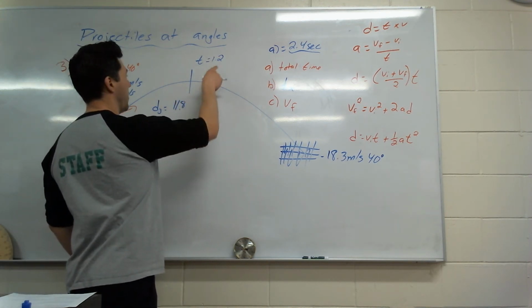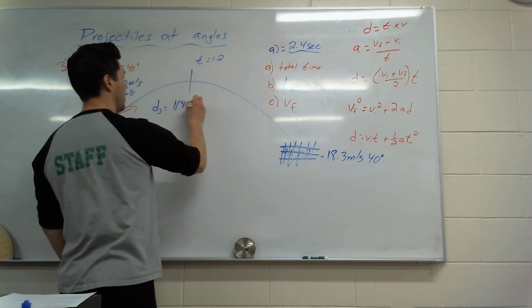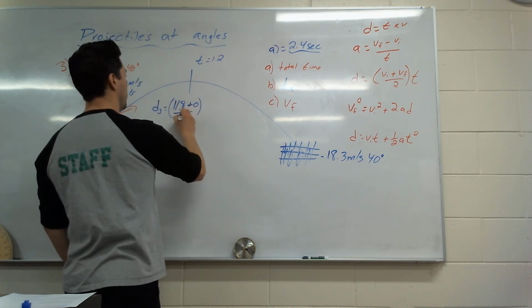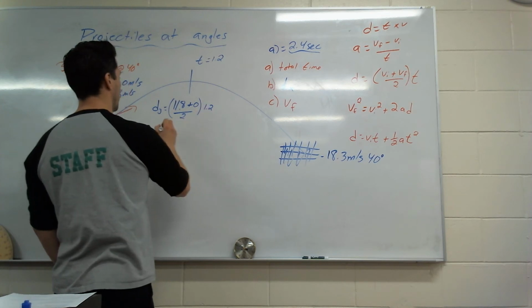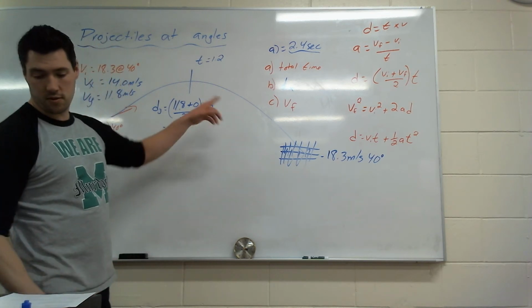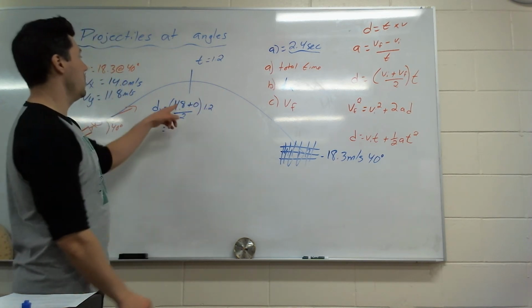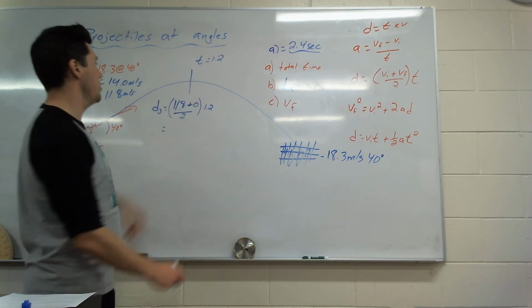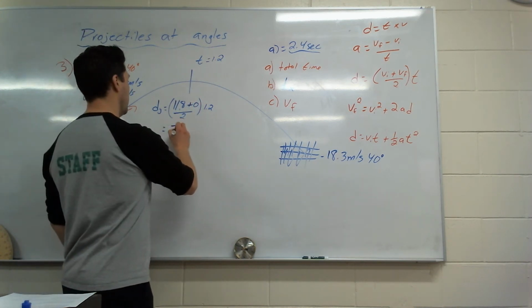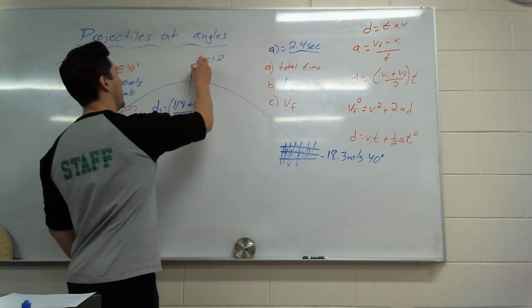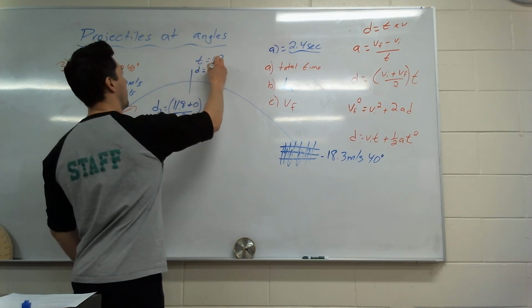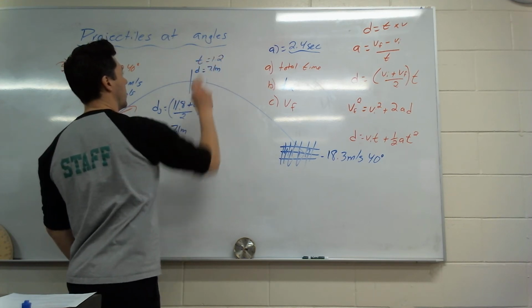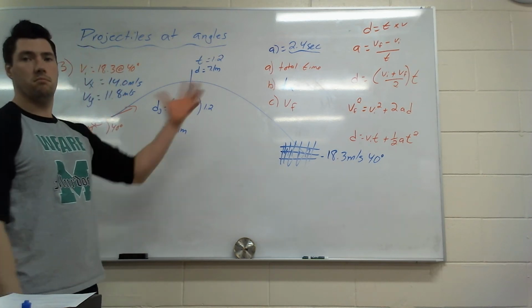11.8. What was my final velocity here? Well, 0. Okay, divided by 2, multiplied by time, 1.2. So when I go 11.8 divided by 2 and then times 1.2, I get 7.1. 7.1 meters. So it had a distance up here of 7.1 meters. Okay, that is how high I got.